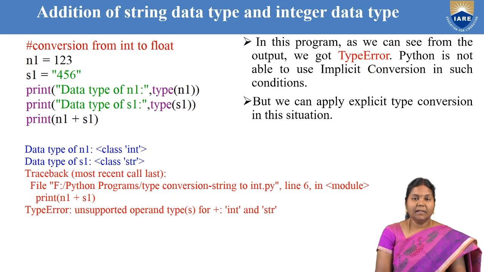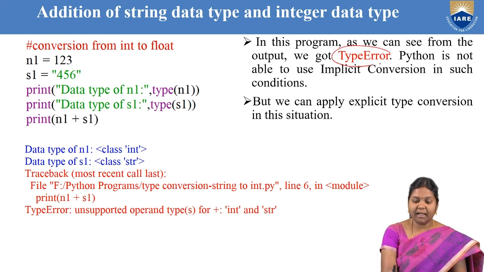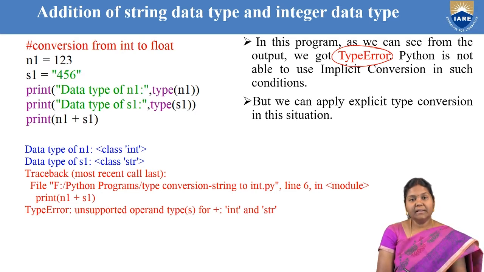Now, let us see one more example where we want to add a string data type with an integer data type. You know that string is a higher data type than integer. So, whenever you try to combine these two data types, you will get a type error, because a string data type cannot be added with an integer type. Python will not be able to do the implicit type conversion in such conditions. But we can apply explicit type conversion for such kinds of problems.